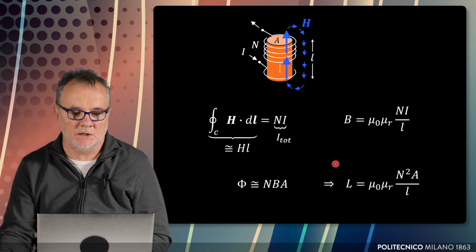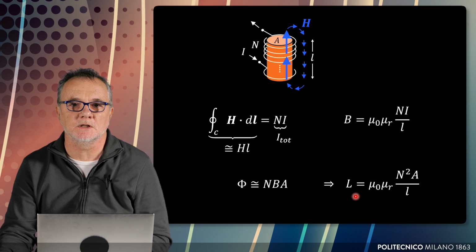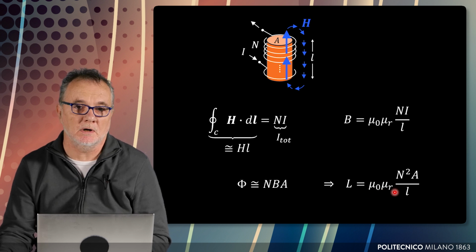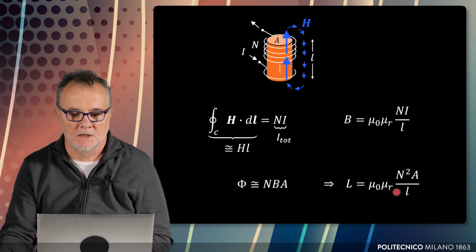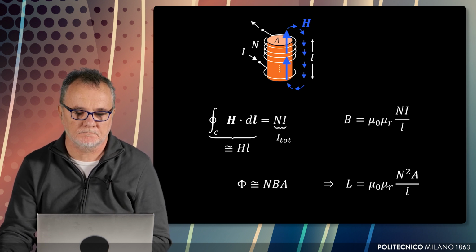After substituting and dividing by I, the current that enters the system, we have the expression of the inductance, which is mu naught mu r, so the absolute permeability, times the square of the number of loops, of turns of this wire, times the area of the cylinder shown here, divided by the length of the cylinder itself.